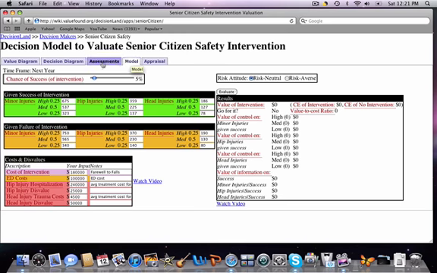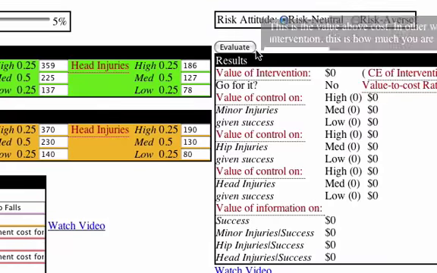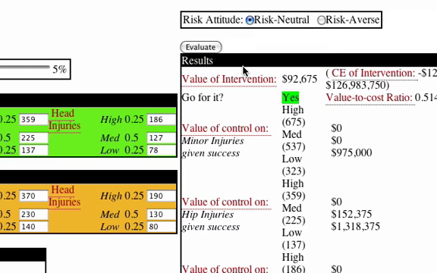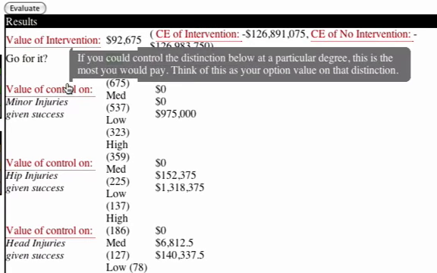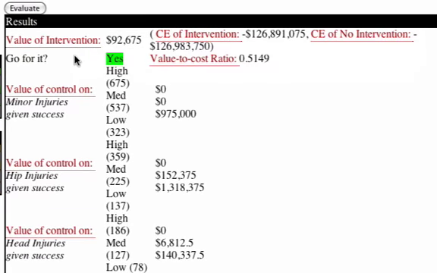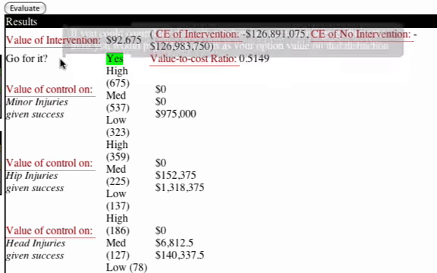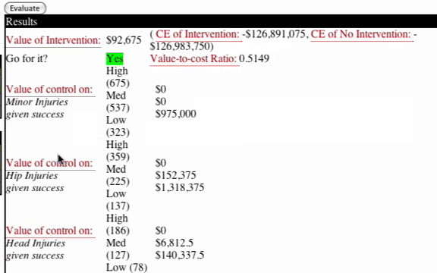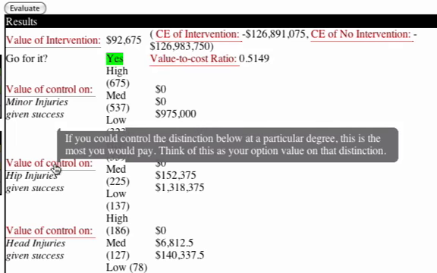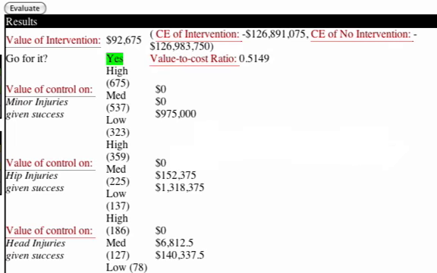So, when you open up this screen, you'll see that everything is set up with some default inputs, and you can click on evaluate and that'll give you some answers. Now, to understand what this is saying, the value of the intervention is $92,675. This is above cost. So, value above cost. Each of these elements, you can just take the mouse over to see a tooltip pop up and explain what this means.